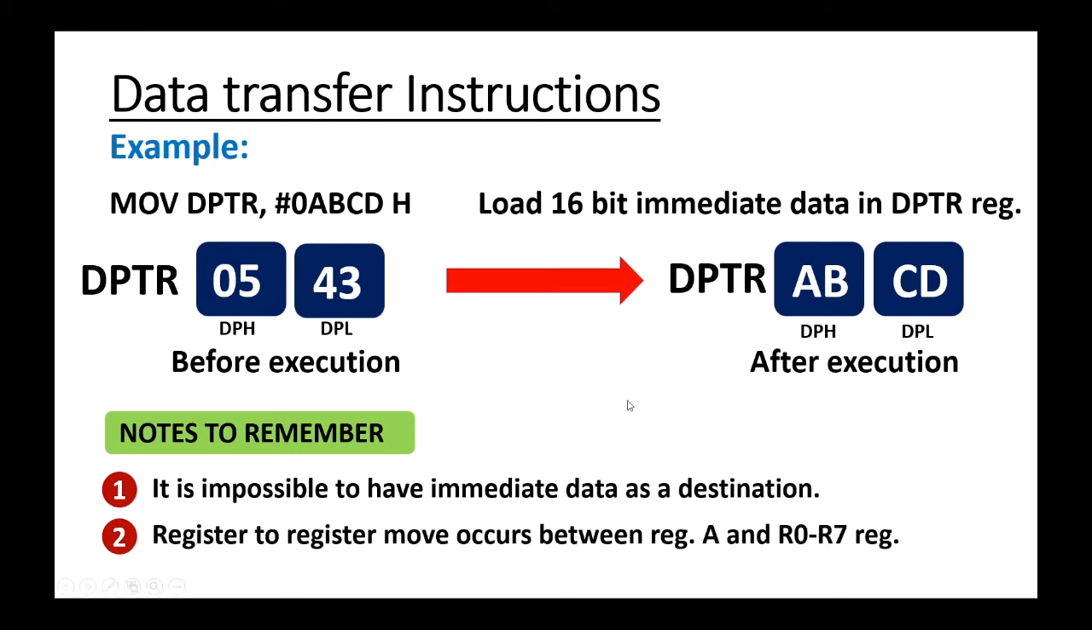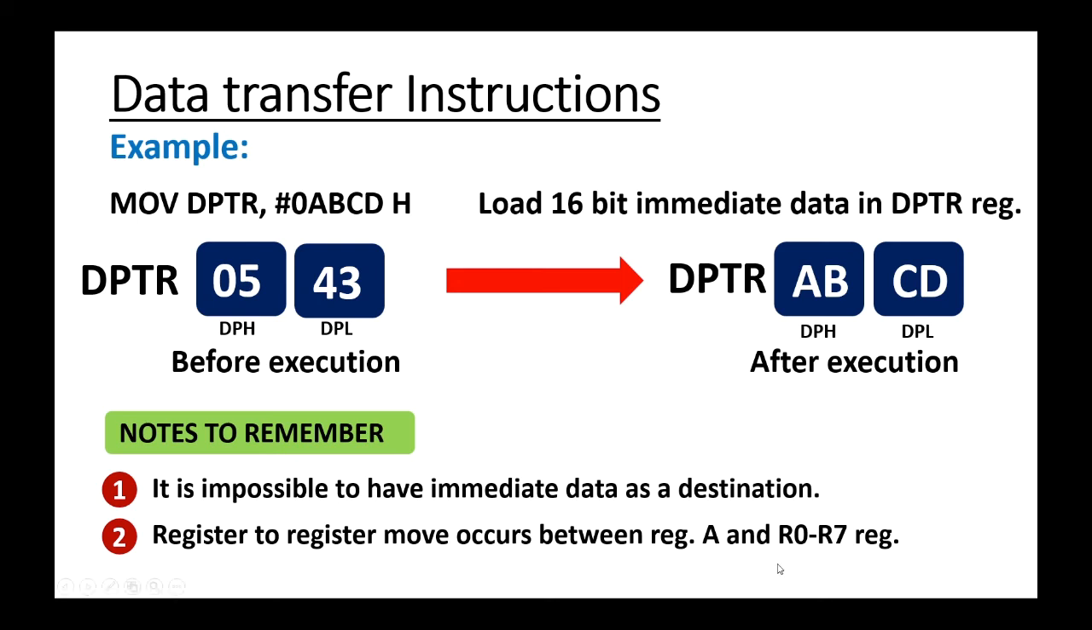One important thing, register to register moves occur between register A and any one register among R0 to R7. Suppose if you want to move data from R1 to any other register in the same register bank like R3, there is no such instruction like MOV R3, R1. This is not a valid instruction.